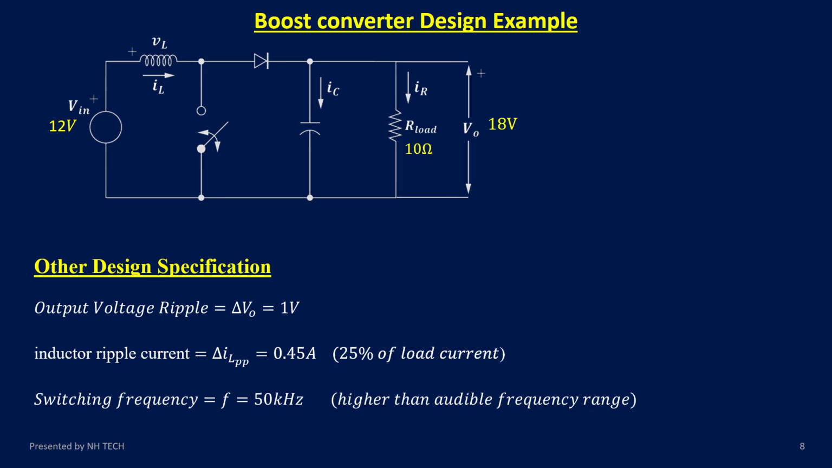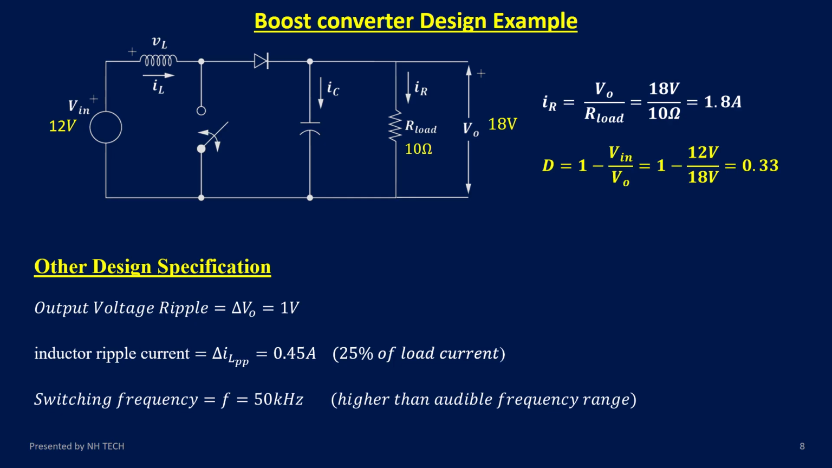It is important to keep the switching frequency higher than the audible range. Otherwise, the converter would generate an irritating high-pitched noise due to the vibrations in the inductor and other components. Since the output voltage is 18 volts and the load is purely resistive, we can calculate the load current using Ohm's law. Dividing the output voltage by the resistance gives a load current of about 1.8 amperes.